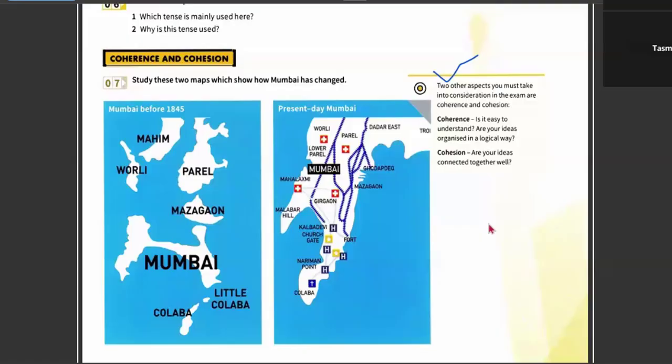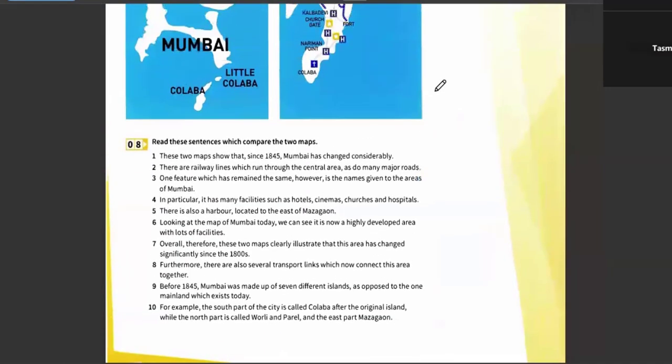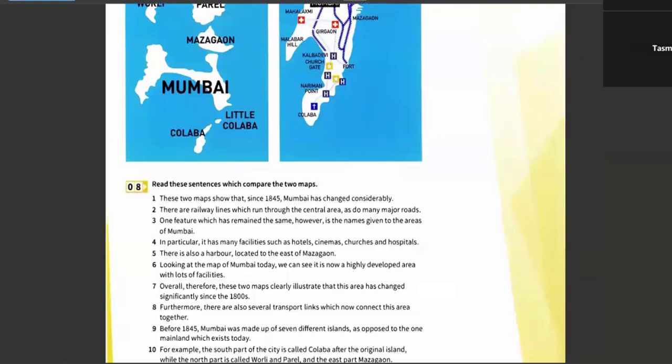So we have to look into these maps properly, and then we have to move into our next activity, which is activity 8, where we have been given 10 sentences which compare the two maps. So let's read the 10 sentences comparing the two maps. I will zoom out a bit so that we can see the map as well as the sentences. Okay, can you read the 10 sentences for me, please?